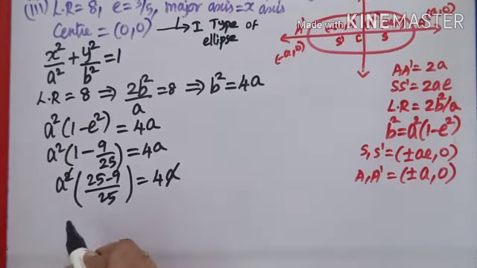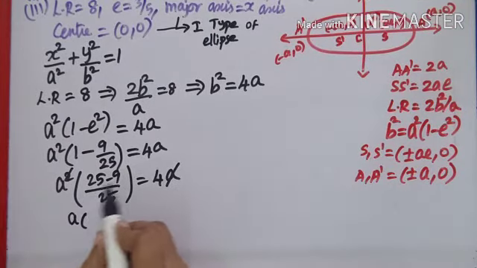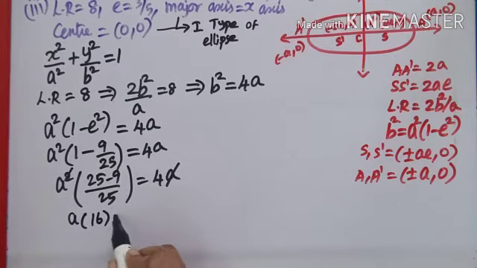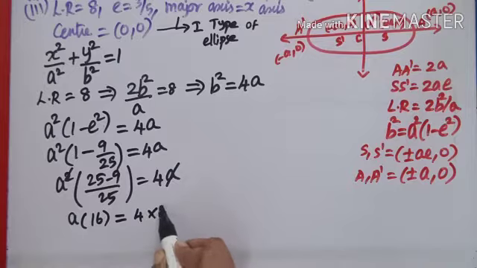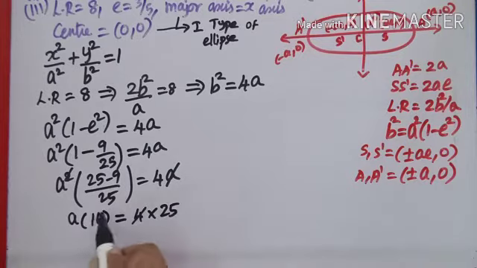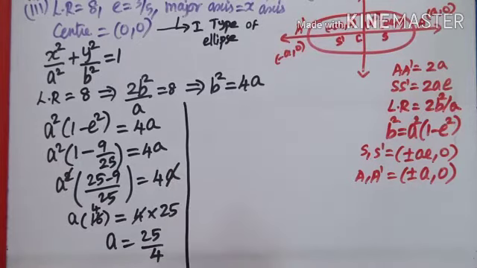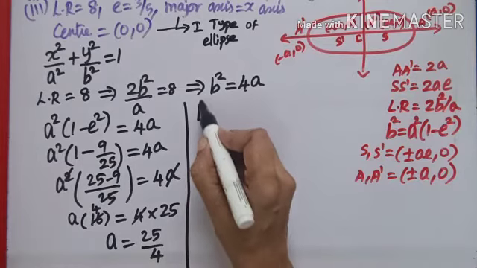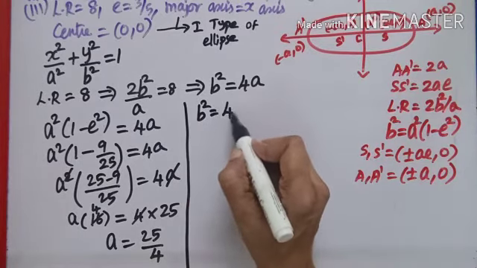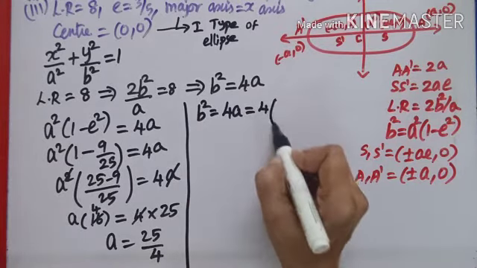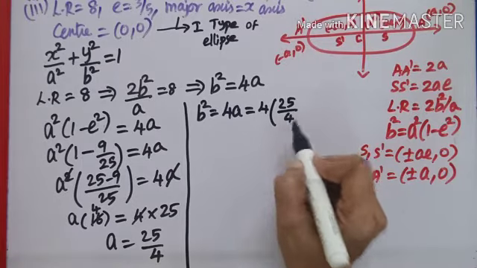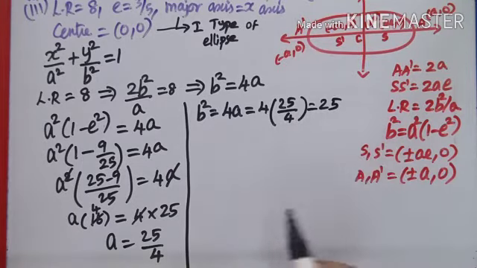The next step, a into 25 minus 9 is 16 equals to 4 into 25. I can cancel 4. So a equal to 25 by 4. Having known what is a, what is b square? b square is 4a, that is 4 into 25 by 4, which is 25.